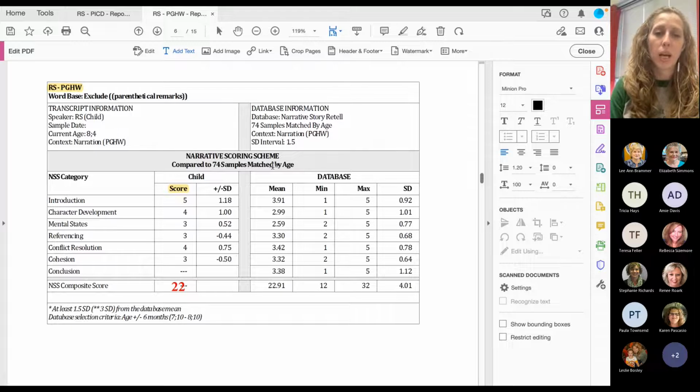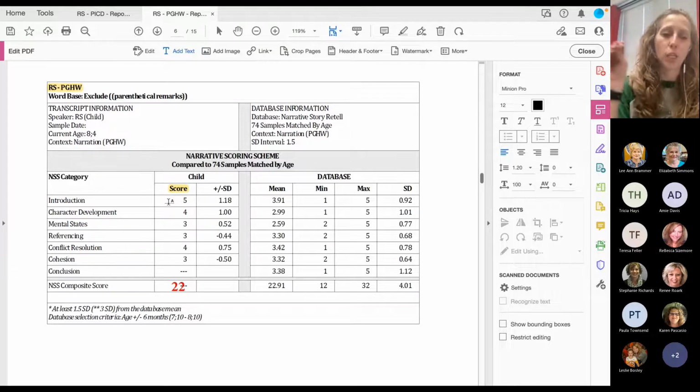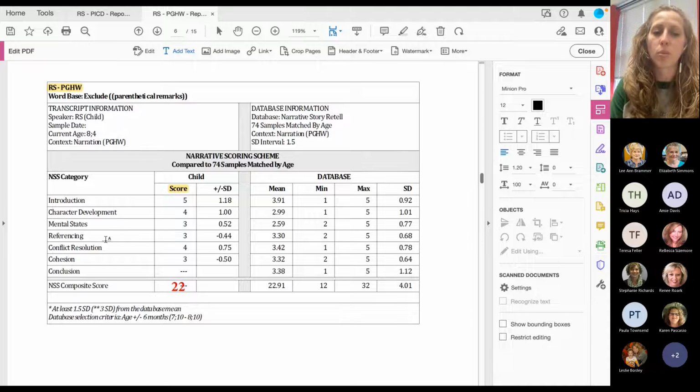This is the narrative scoring scheme, and it looks at each of the different parts of the narrative and scores it. There's a rubric you can print out online, but it scores based on how much information they include about each area: the introduction, character development, and mental state. Mental state addresses how they feel, trying to show what's going on inside as opposed to just what's going on in the picture itself. Referencing is the ability to use names frequently enough that you can tell who is who and who's doing the action. If they get their pronouns mixed up or don't use names enough to follow who's doing what, they'll have trouble with referencing.